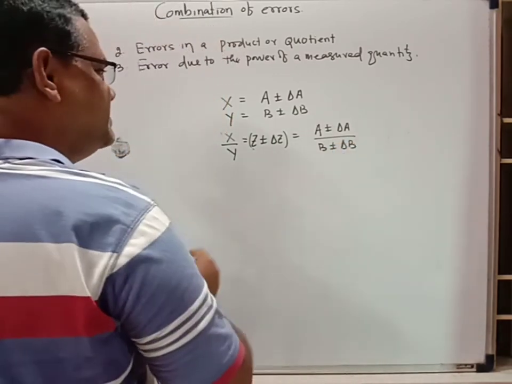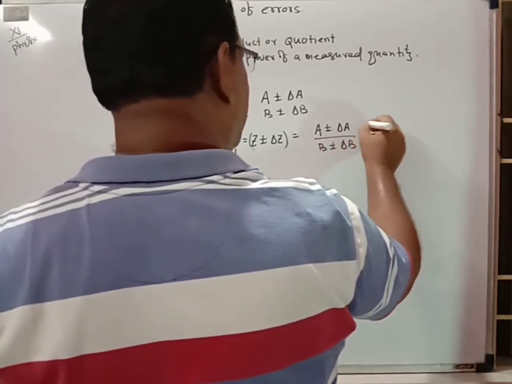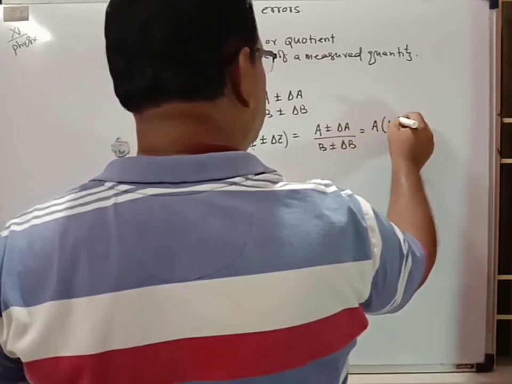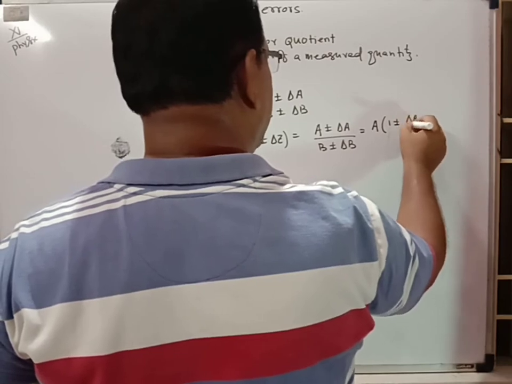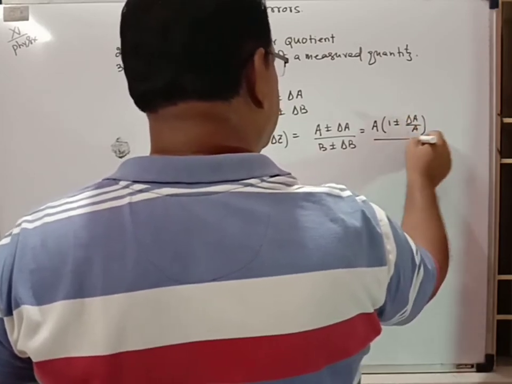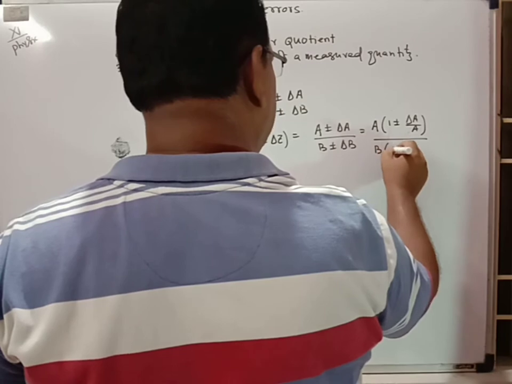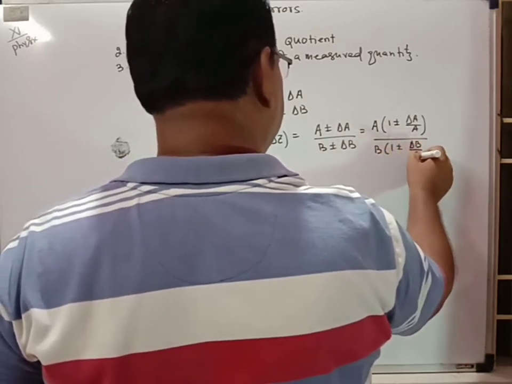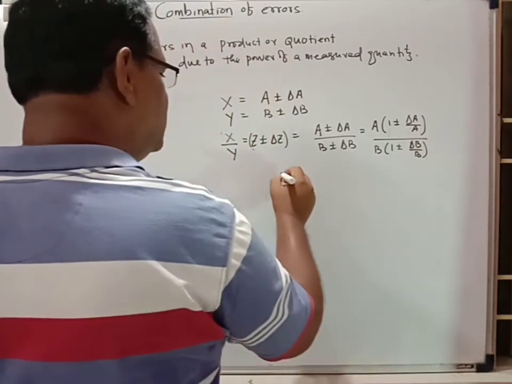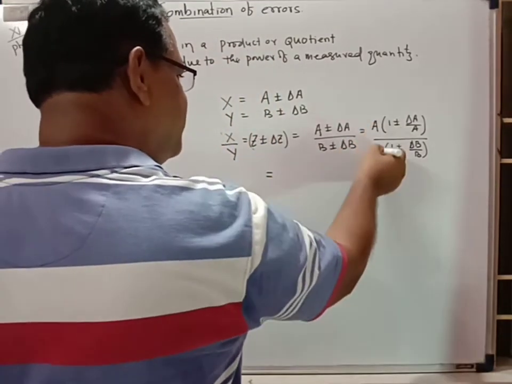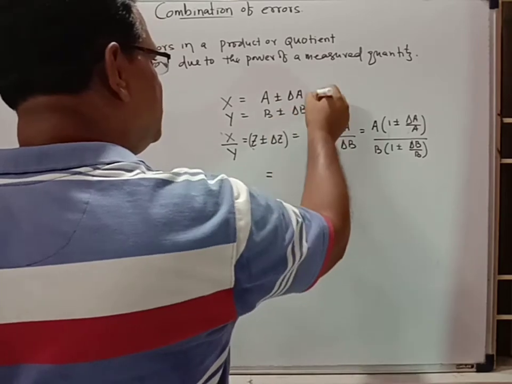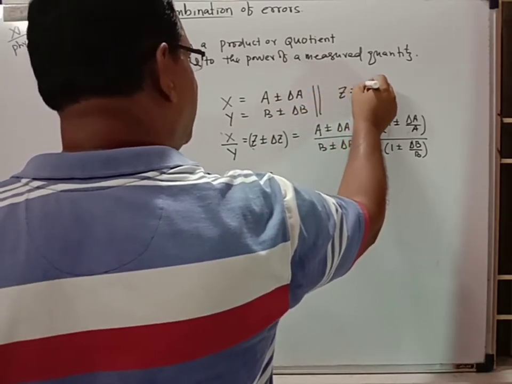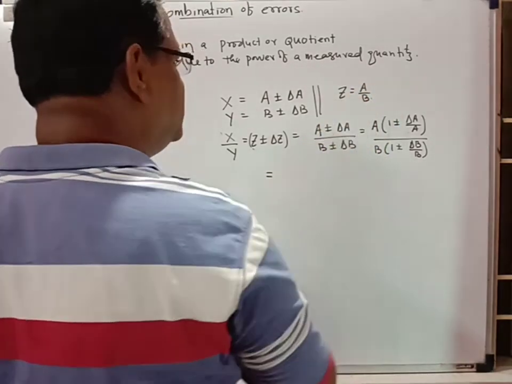So what will be the case here? This can be written as, if A is taken out, 1 plus or minus delta A upon A. And here in this case, if B is taken out, it will be 1 plus or minus delta B by B. So this can be written as A by B. A by B means actually what is the true value here? Here the true value is Z equal to A upon B. That is the true value.